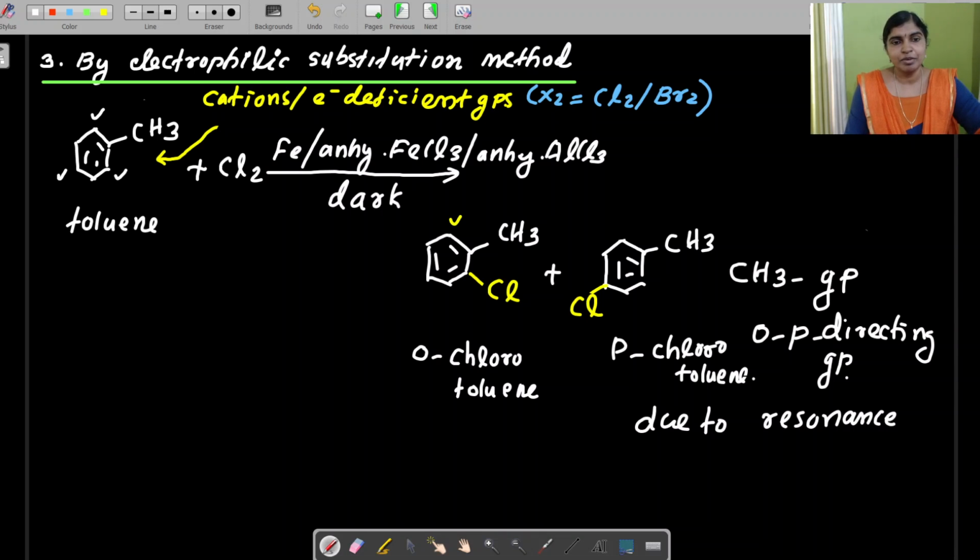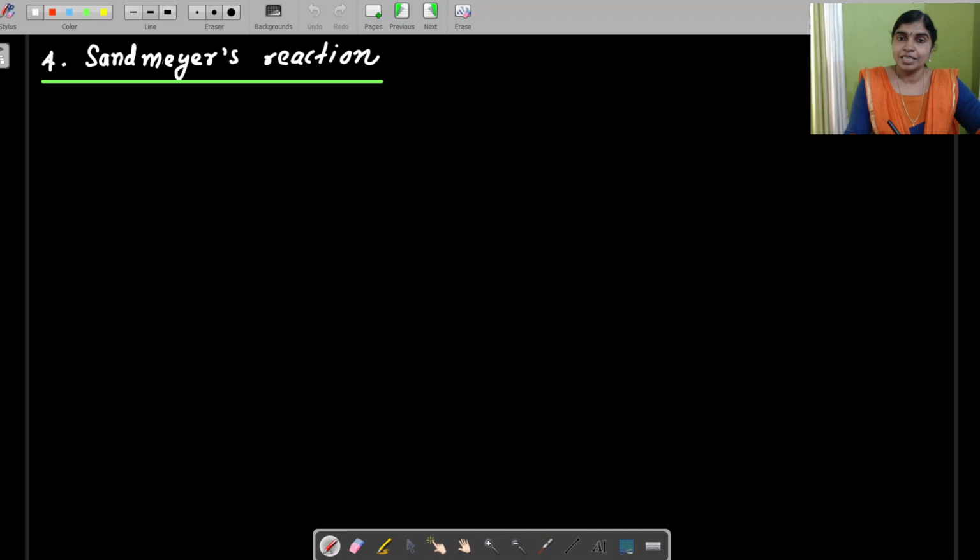Okay, so two different products are obtained from the toluene by the electrophilic substitution reaction, that is a substitution of the electrophile in the ring. So we'll get the aromatic compound, that is haloarene. And the next method, that is Sandmeyer's reaction, that is also for the preparation of aromatic compounds. It starts from aromatic primary amines. Aromatic means that it consists of one benzene ring here, and if you add NH2 to this, it becomes a primary amine and also an aromatic primary amine.